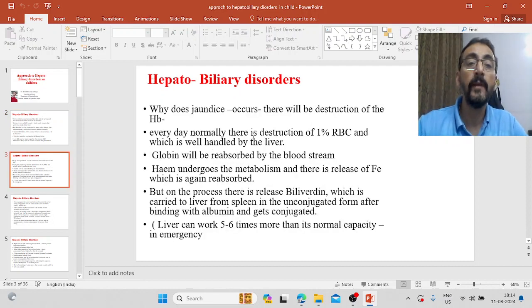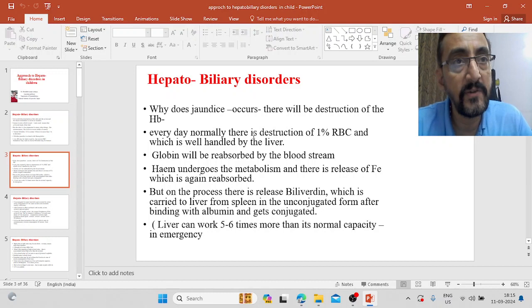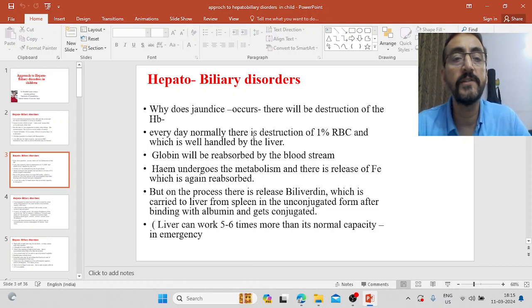Now, why does jaundice occur? Ultimately, it may be RBC destruction or hemoglobin destruction. It occurs only because of heme metabolism. Okay, this occurs because of the destruction of the Hb and also heme metabolism. Now, every day, normally there will be destruction of about 1% of RBCs, because we know that daily RBCs are produced, daily RBCs are destroyed. If you take the average, about 1% of the RBCs will die every day. Suppose you estimate about 1000 million RBCs are there, so 1% means almost 1 million will be destroyed every day.